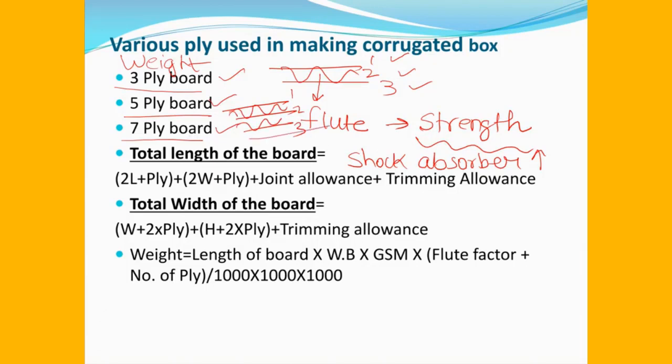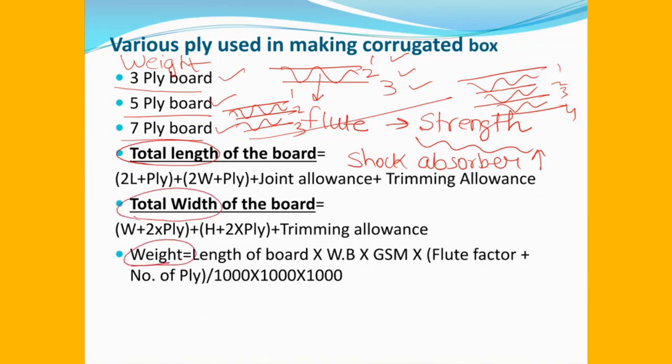Similarly in case of 5 ply, 2 flutes will be there: 3 base layers and 2 flute layers are the corrugated base layers. Similarly in case of 7 ply, what will happen? 1, 2, 3, 4 basic layers and 3 flute layers.